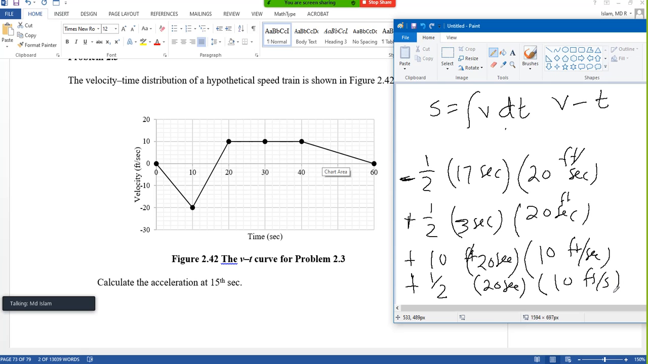If the question asks for distance traveled in 60 seconds, you will not consider this negative sign. You will just add all of these values if the question is distance. If the question is displacement, you will consider this negative sign, and then whatever the sum is, that is the answer. So hopefully you understood.